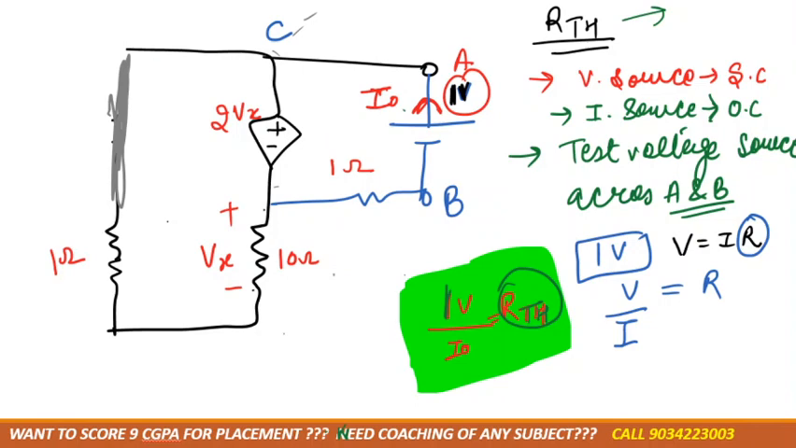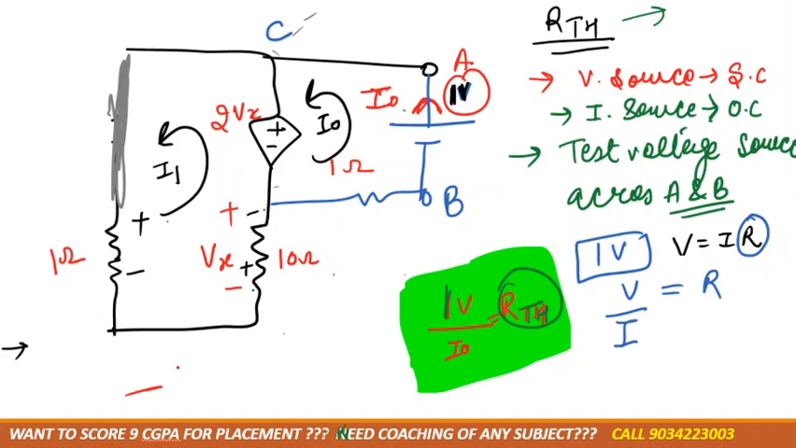So in this, already the current I naught is flowing. I am taking it in the same direction. Let us consider this one would be I1. Two meshes are there and one dependent source. So we need to make 3 equations. Now tell me the 3 equations. See, the first mesh equation, the sign is given negative: negative 1 I1, negative 10 I1 plus 2 Vx is equal to, this is the first equation, correct.